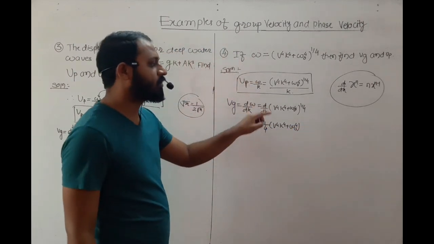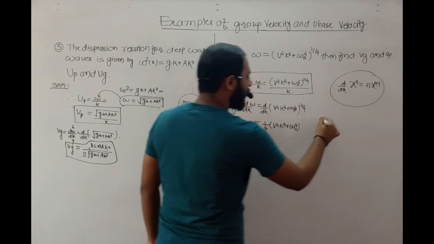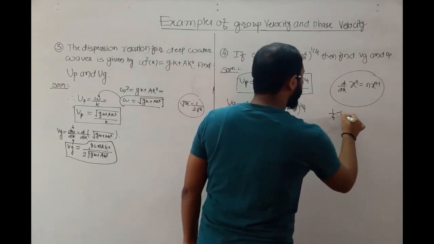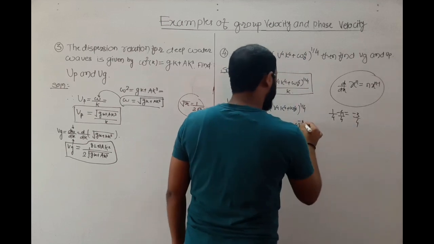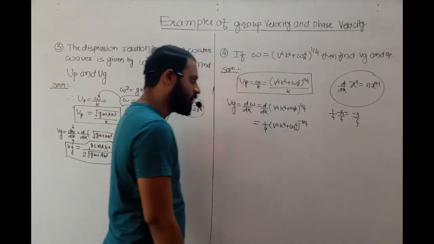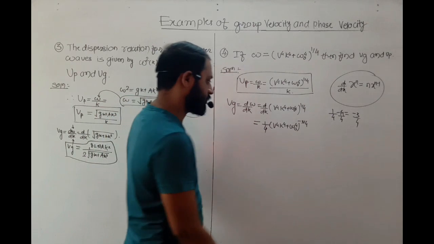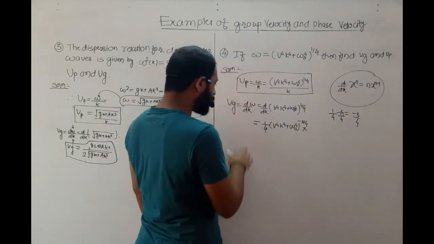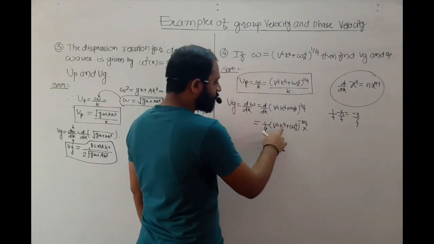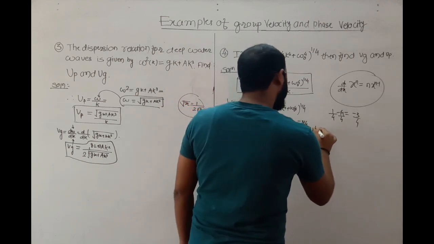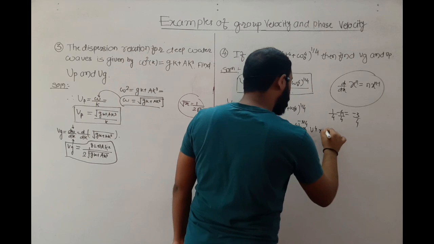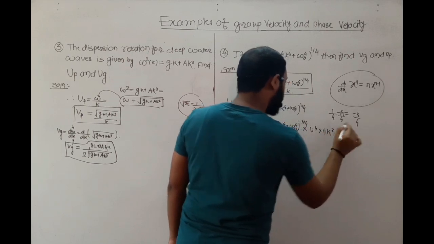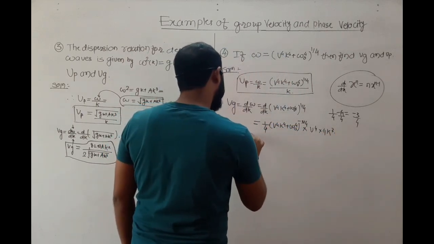n minus 1, that is 1 by 4 minus 1. 1 by 4 minus 1 is how many? 1 minus 4, that is minus 3 by 4. But now, there is also an inner function. Okay, see, you are differentiating with respect to k. For this, v power 4 is constant. So, the derivative of k power 4 is nothing but 4 times k cube. Okay, just rearrange and get the answer.